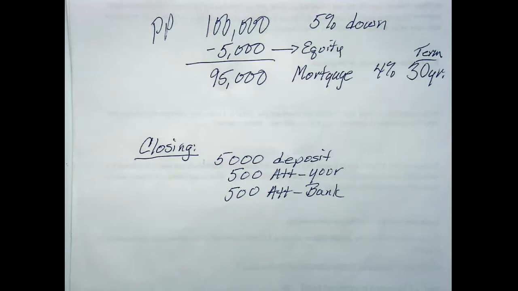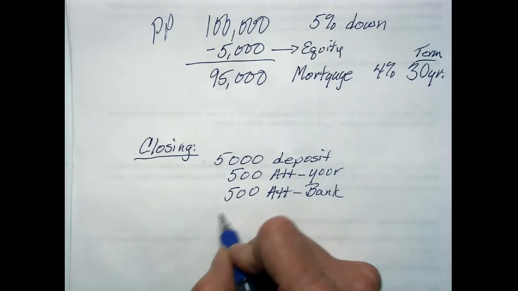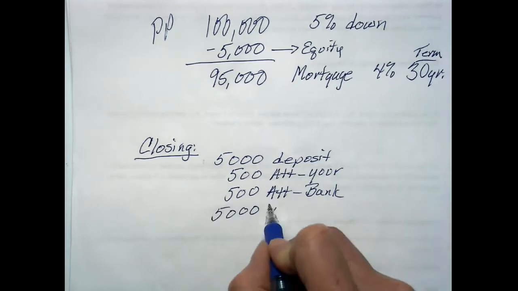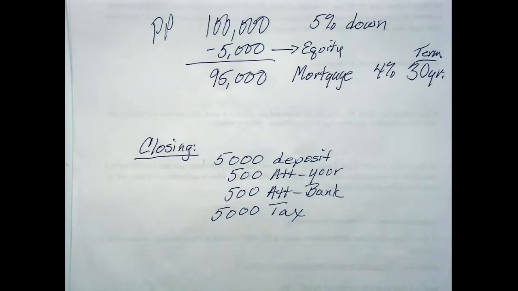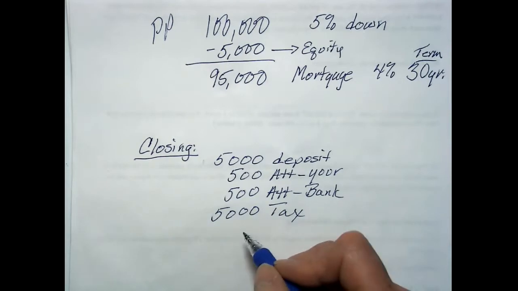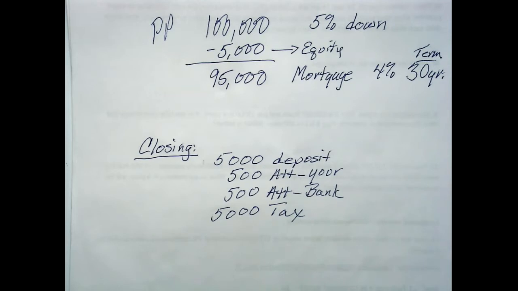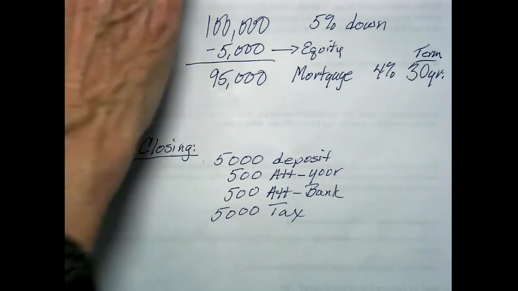The seller has already paid some taxes. Well, if you buy it in June, you owe half the taxes. So you might owe $5,000 in taxes, half the taxes, because they've already been prepaid. You need to pay the seller back. Let's go over the other costs.